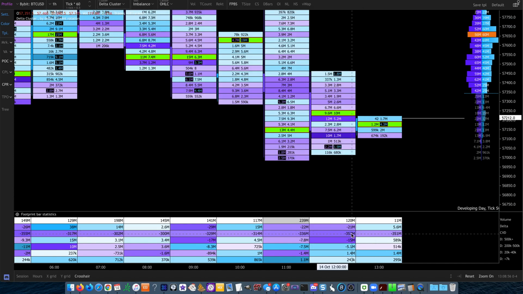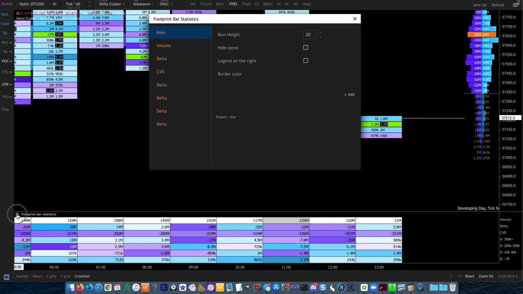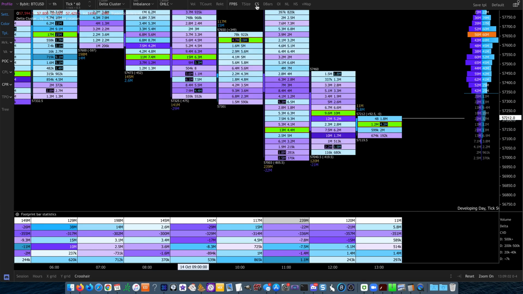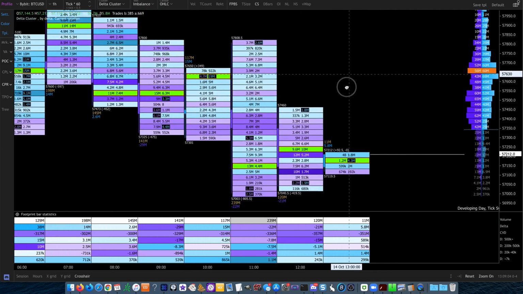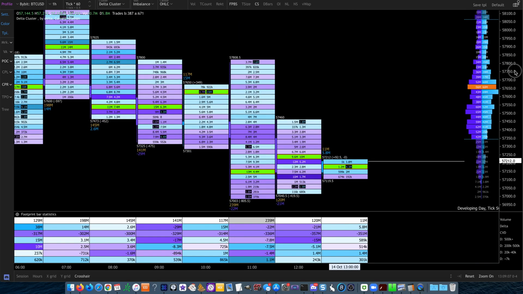You can decide what you want it to see, how you want it to look, simply by clicking on this right here. Okay, if we click on this, this is giving us statistics. If you click CS, this is giving us the statistics on top of the candle right here. So we can see the overall volume right here is 117 million. We can see that the overall delta right here is 15 million. And there's some other things we can look at there.